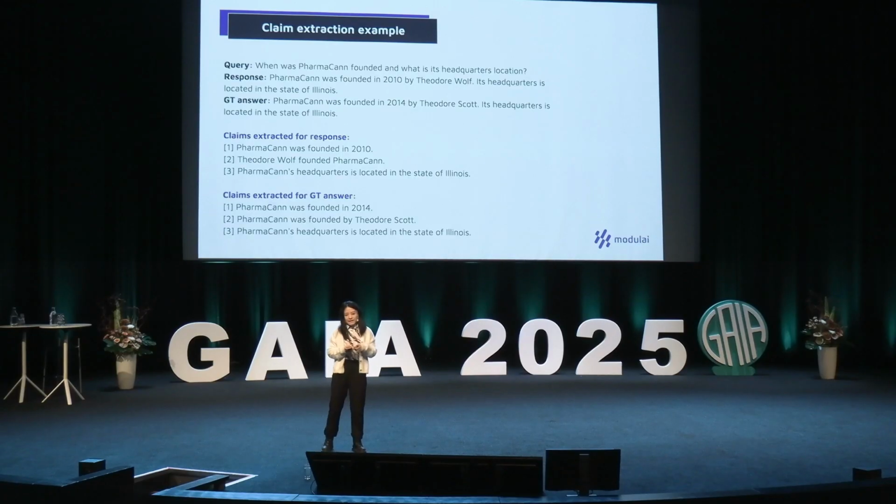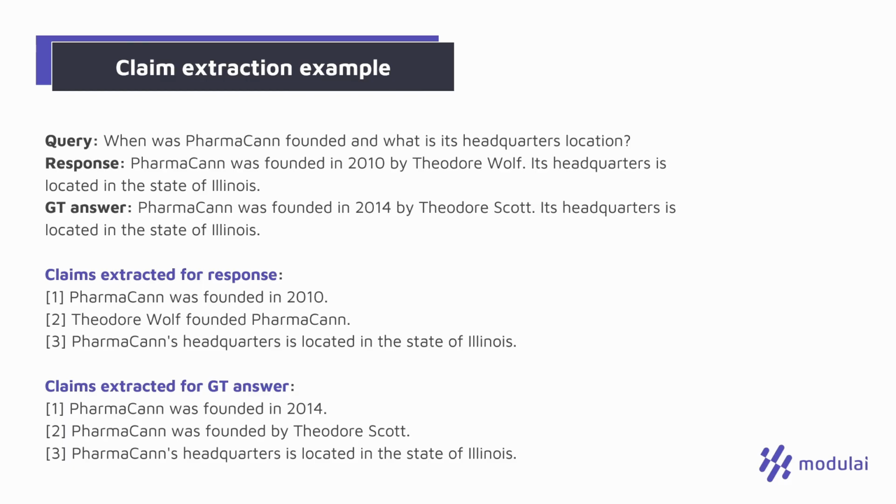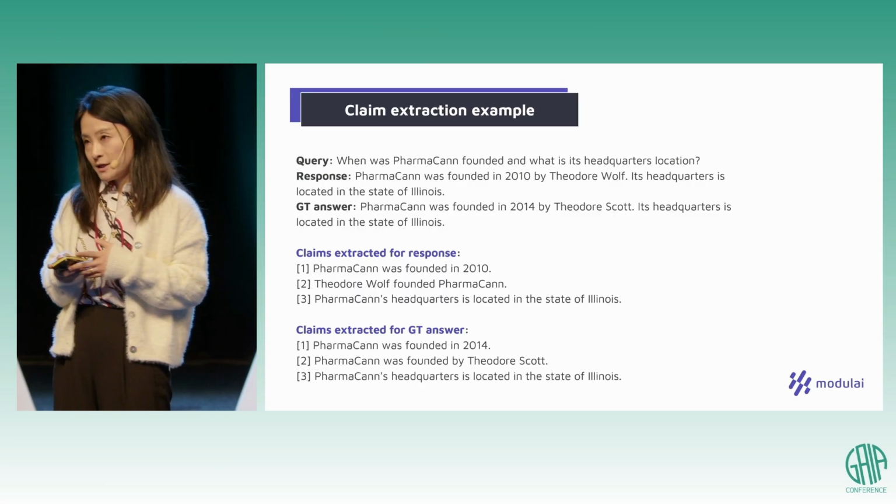And this slide tells us how the claim breakdown works. Let's say I have this question: when was this company founded, and where is the headquarters location? And we get the response. And then we can break this response down into 3 different claims. Not we, the LLM breaks the response down into 3 different claims, covering 3 different aspects. So we can see one claim is about the founding year, one claim is about the founder's name, and then the third one is about the headquarters location.